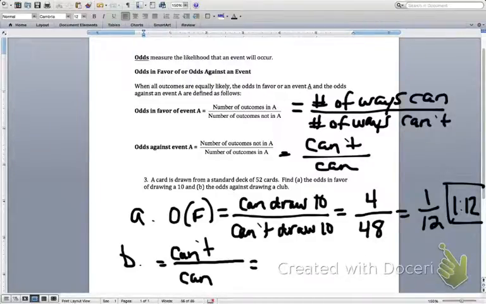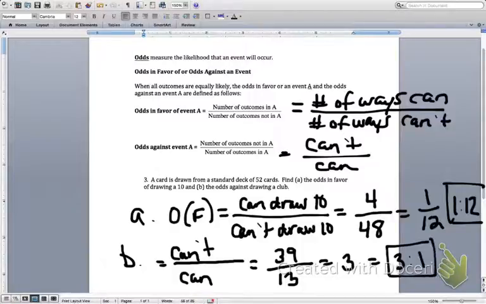Well, if there are 4 suits in a standard deck of 52 cards, that means there are 13 in each suit. So the number of ways I can draw something that's not a club, or I can't draw a club, would be 39. 52 minus 13. And the number of ways I can draw a club would be the 13 cards that are clubs, which is 3 to 1, or if we write it in a ratio, it's a 3 to 1 odds against.